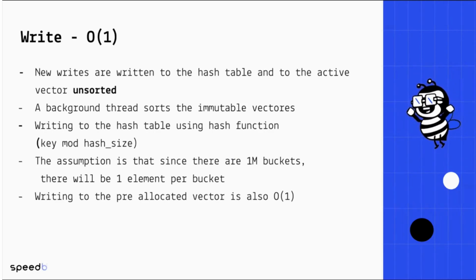So we have 1 million buckets. If you remember, I just said 1 million buckets in the hash table, and this is in order to reduce the possibility of collisions in the hash. And even if there are collisions, the performance is still better, and we'll see it soon. Also, the vector size is pre-allocated. So again, the write operation is just O(1). We just need to add a pointer to 2 different locations.